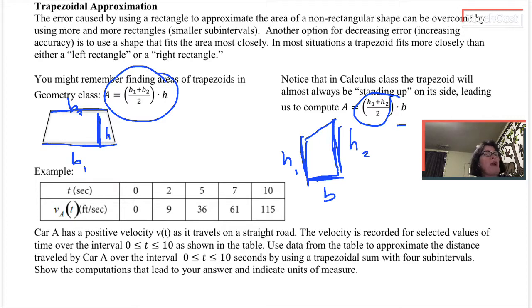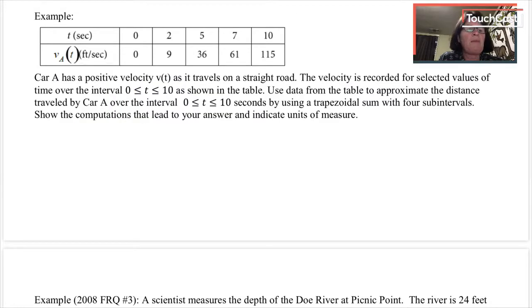Now we're going to try using a trapezoidal approximation to approximate area under a curve. I'm back to my old example. I have information about a velocity curve, and I'm going to try to approximate the area under the velocity curve to find distance traveled. Use data from the table to approximate the distance traveled by the car over that interval. On the AP test, they would either be more specific and say use the intervals suggested by the table, or they would say use the 4 subintervals suggested by the table. Oh, they did say 4.